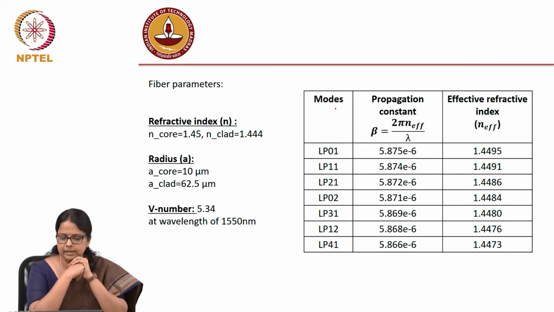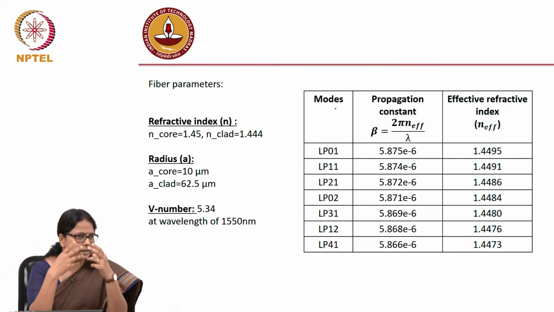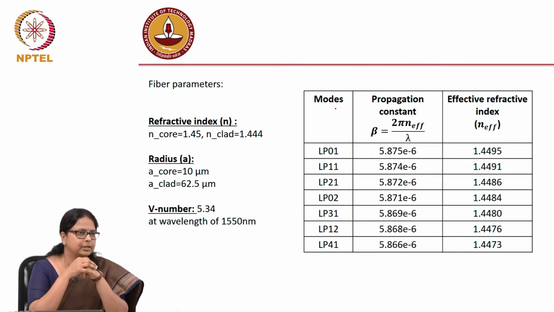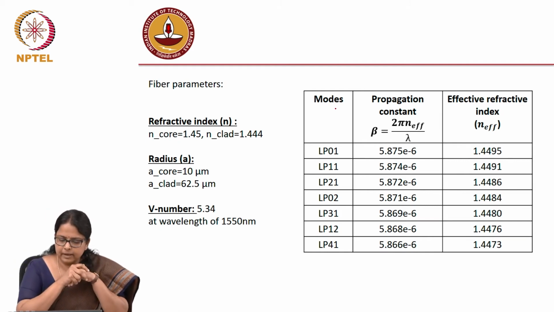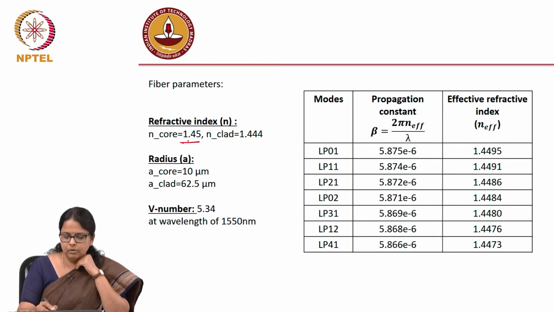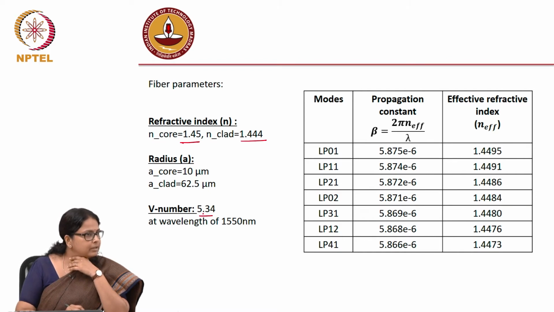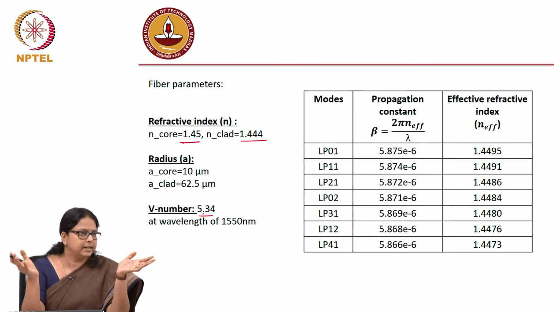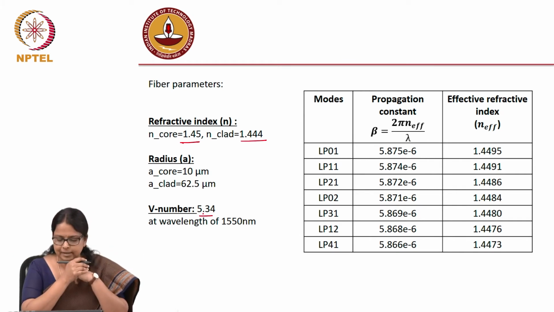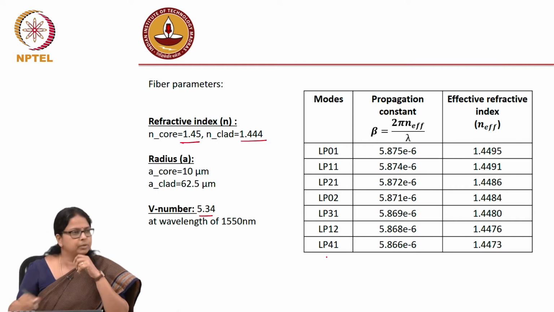So this is something that we have a code for, which solves not through this V versus B and so on. We can actually do a solution using a finite difference method also. The electromagnetic wave equation can be solved. So we have solved it for n of core equal to 1.45, cladding is 1.444. So it's a slightly larger difference between the core and cladding, so that the V number is 5.34, right, because N1 and N2 have a slightly larger difference, and it turns out that at 1550 nanometer these are the modes supported.